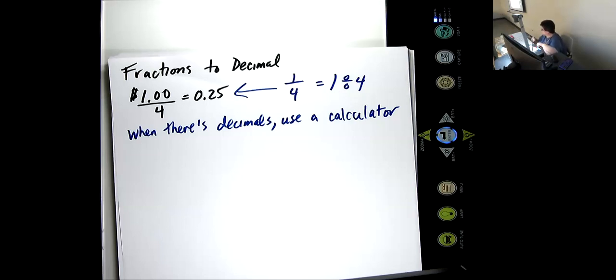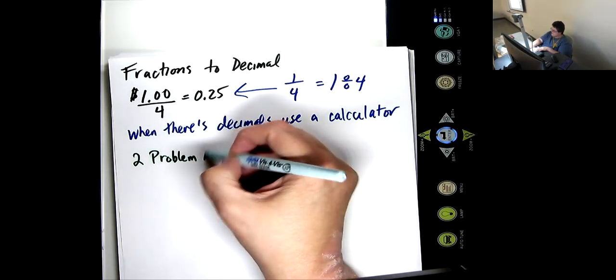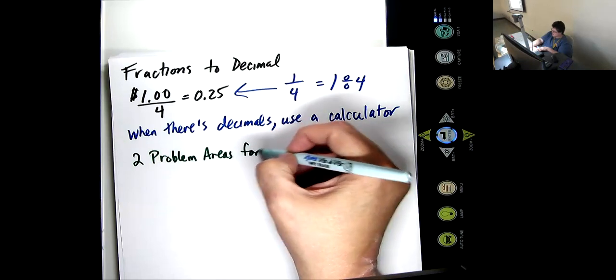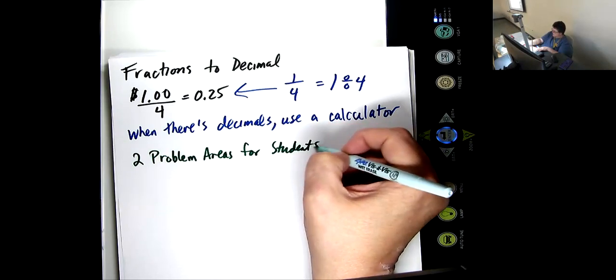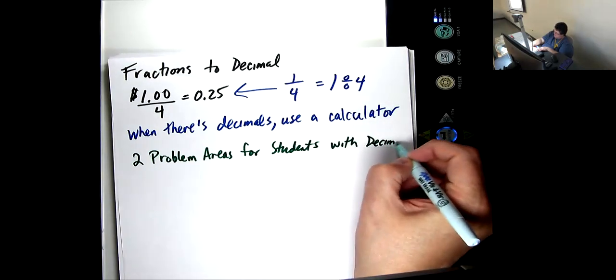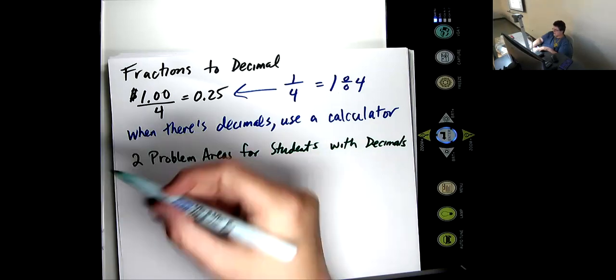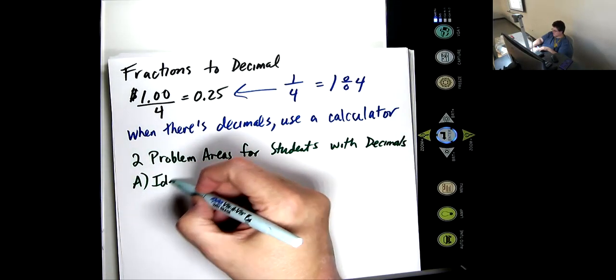So when there's a decimal, use a calculator. We're going to do some examples with it, but if you don't know how to use your calculator to do division, show me your calculator and I'll show you how. There are 2 problem areas for students when decimals are involved, at least in stats. And since that's what we're taking, that's what we're going to talk about. We're going to look at identifying the place value.